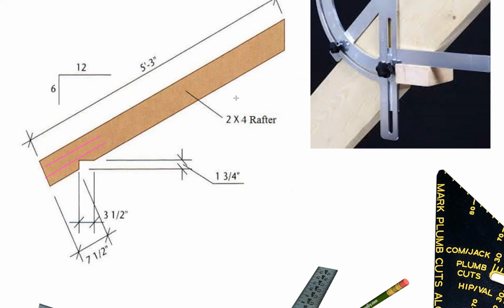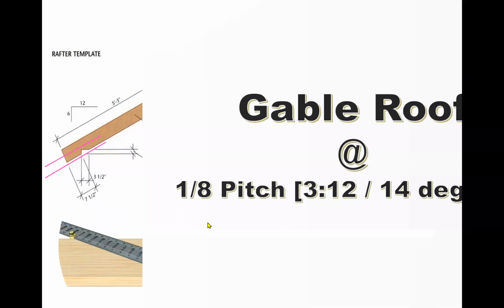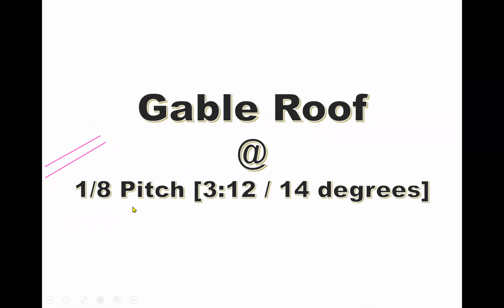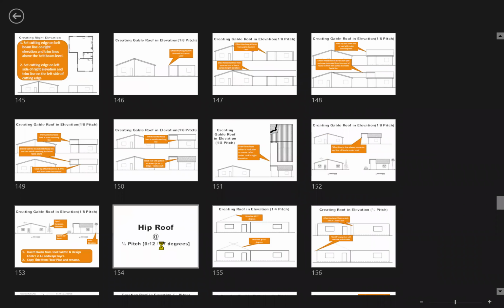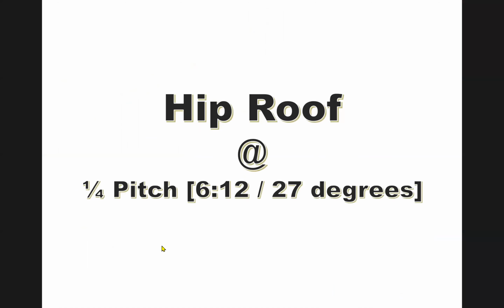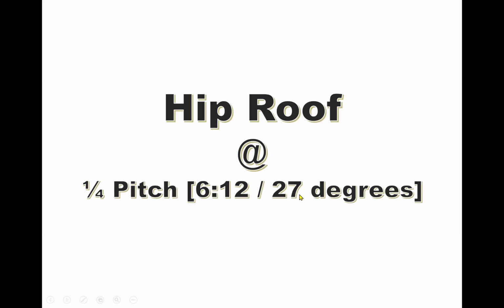All right, let's move on now. When it says quarter pitch, it means the height of the roof, in this case here we have 1/8 for the gable roof, but we're not going to be doing the gable. We're going to be doing the hip one. So I'm going to jump over all of this and go down to where the steps are for the hip roof. We are doing a hip roof, which is quarter pitch, 6-12, 27 degrees.